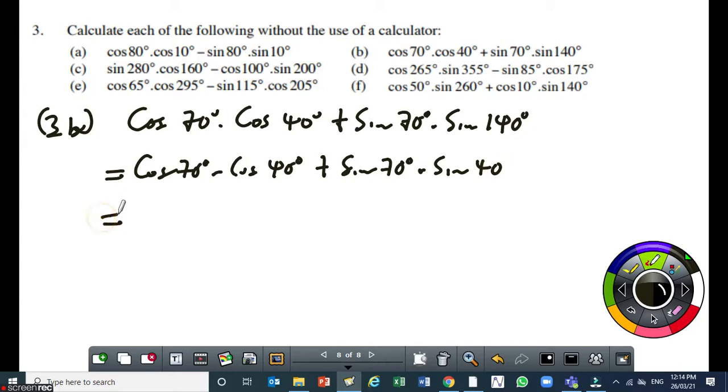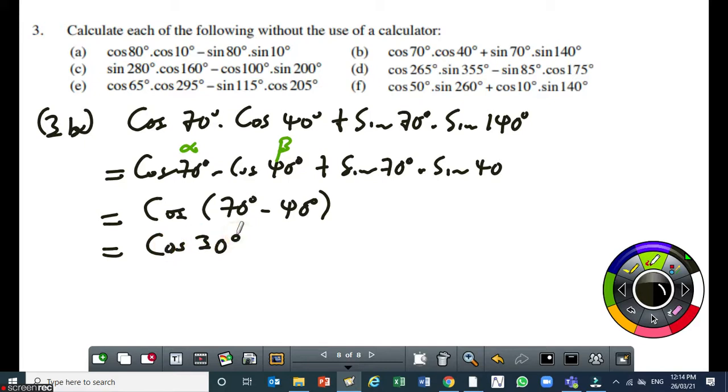Then let's identify our alpha and beta. Now, since we have a product for cos, we are starting with the product for cos. It makes things easy. This can be my alpha and that will be my beta. I have a plus here, which means my compound identity must have a minus on the left. So this will become cos of 70 degrees minus 40 degrees, which is equal to cos 30 degrees, and cos 30 degrees is a special angle.